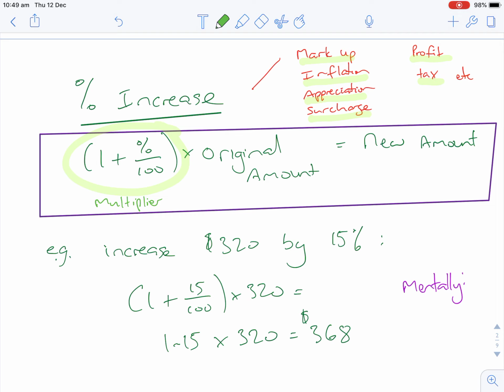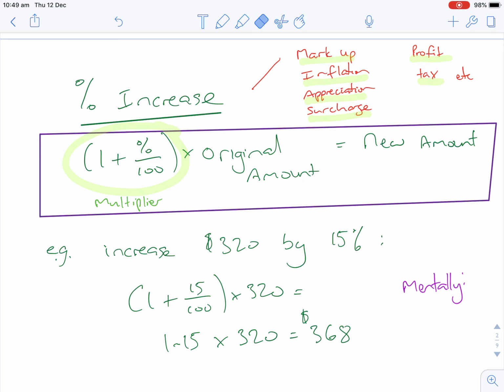Now, the percentage over 100 is just converting. We always use percentages in their decimal form, so that will just convert it. So if it was 20%, that 20 over 100 would give me a 0.2. So my multiplier in that case would become a 1.2. And again, I know that as soon as I have a 1, so I'll just write this to the side, if I had a multiplier of 1.2, the 1 tells me I'm keeping my original amount, because 1 times anything will just keep the amount, and then the 0.2 would increase it by that 20%.